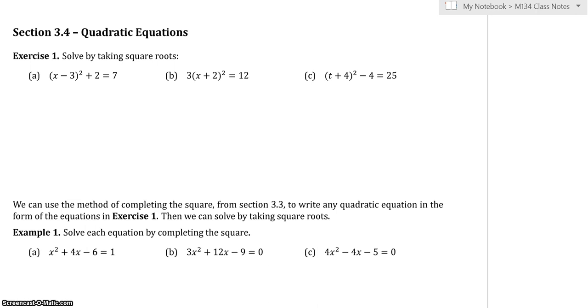We're going to concentrate on solving them. What's new about this section is we're going to solve quadratic equations that cannot be factored. But let's start with exercise 1.